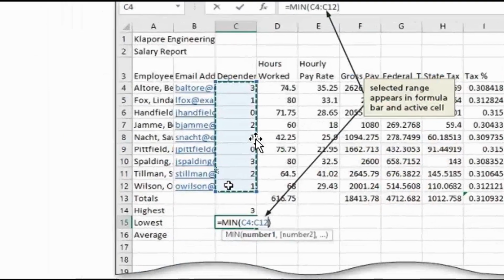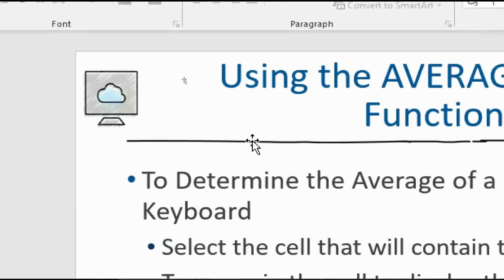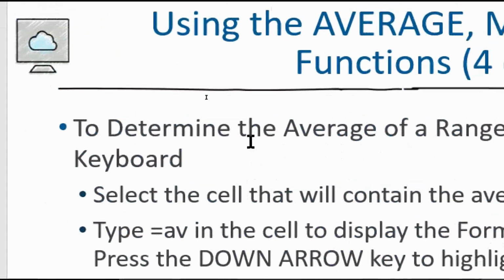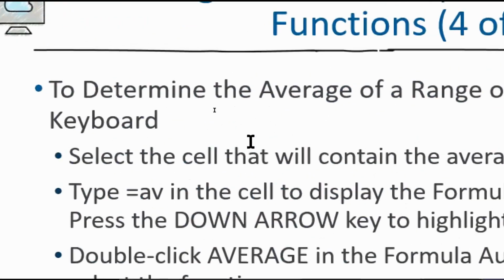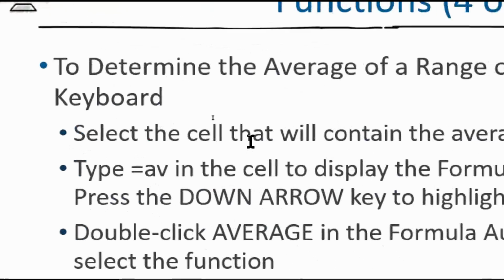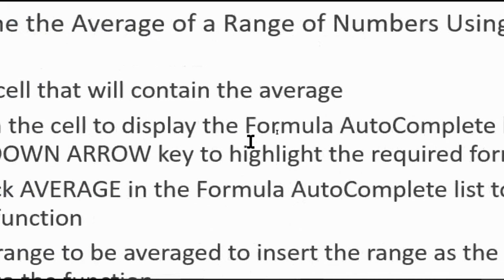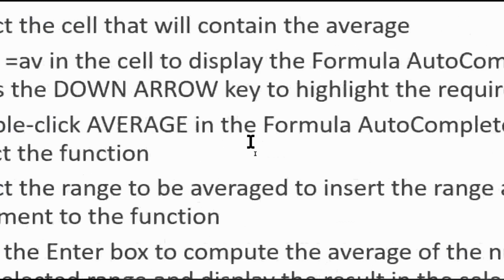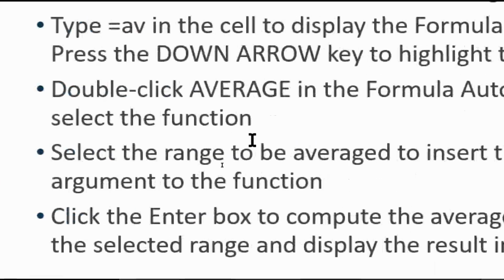Here it is, just showing a visual of what all this looks like. To determine the average of a range of numbers using the keyboard, we're going to select the cell that will contain the average, then type equals AV in the cell to display the formula autocomplete list. Press the down arrow key to highlight the required formula. Double-click average in the formula autocomplete list to select that function. Then we select the range to insert that range into the argument for the function.